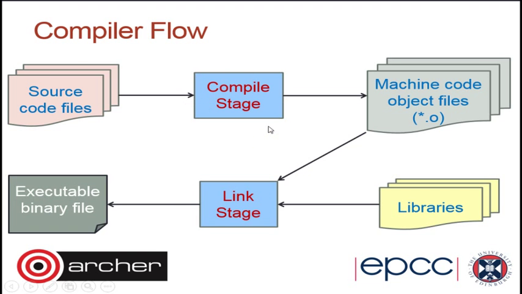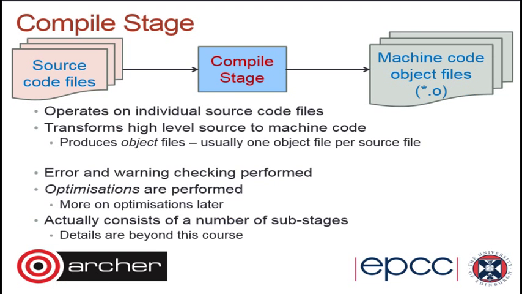What it's doing here is taking individual source code files, maybe Fortran files, C files, C++ files, etc., and converting these into machine code object files, .o files. And if you look in the directories that we've been working in with the practicals, you'll see the source code, and then a whole load of other .o files. And that's exactly what these are.